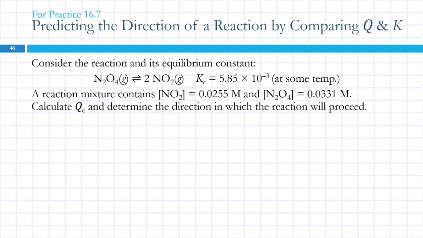Okay, consider the reaction and its equilibrium constant. Reaction mixture contains NO2 and N2O4. Here are their concentrations. Calculate Qc, determine the direction in which the reaction will proceed.